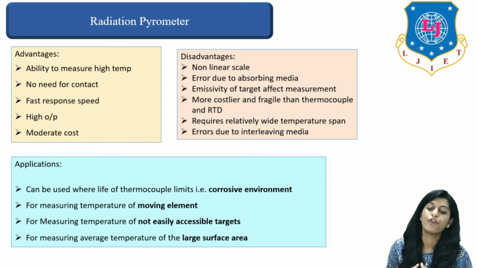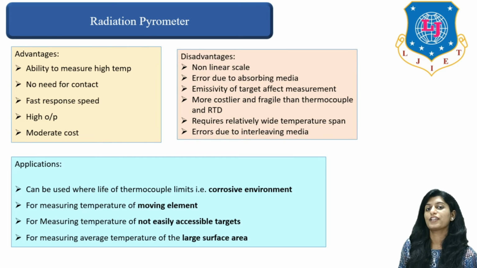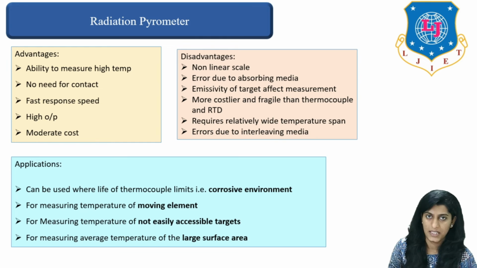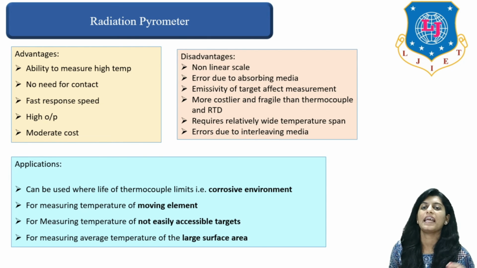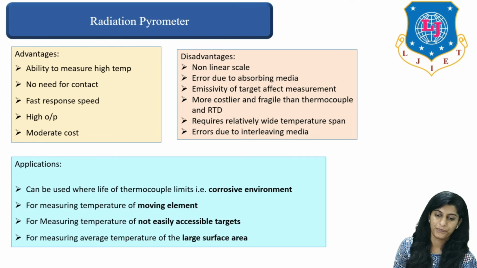And lastly, for measuring the average temperature of a large surface area. If our targeted source has a huge area, it is not possible to go and detect each and every portion of that body to find the temperature. So in that case, we go for an average temperature which can be determined by a radiation pyrometer.